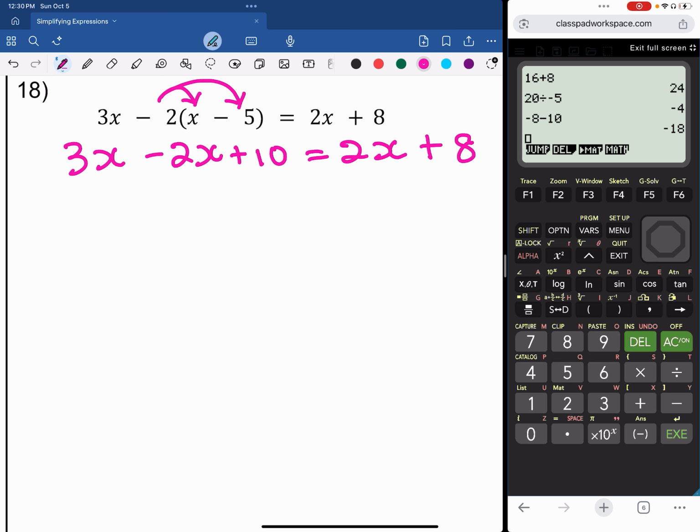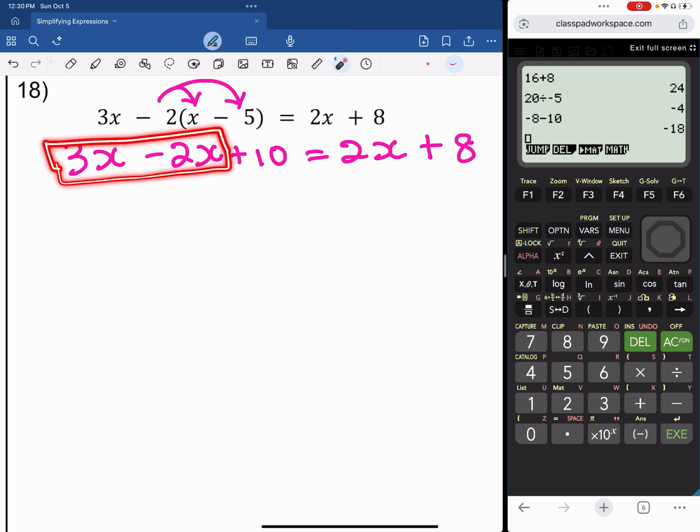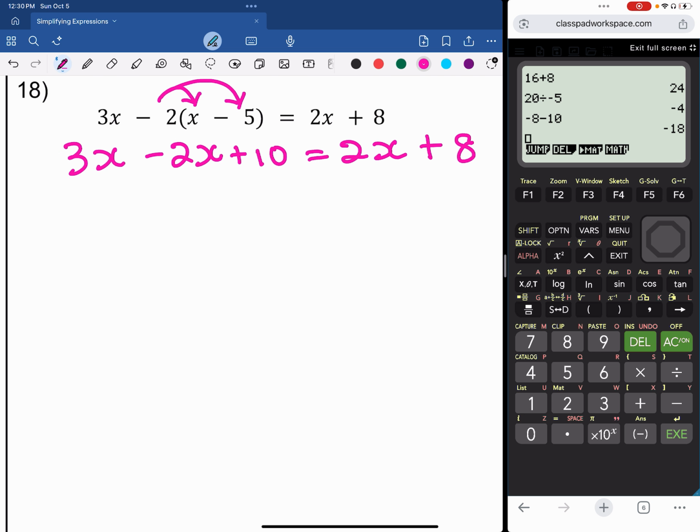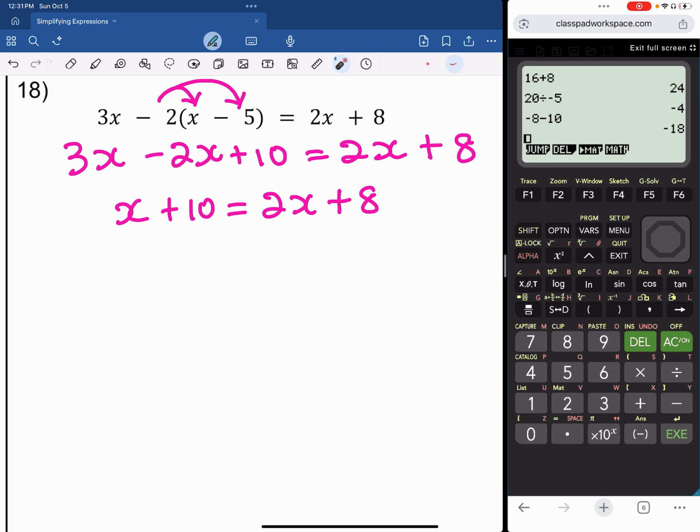So again, I have 3x minus 2x on the same side. These are both like terms, so I can just go ahead and combine them. 3x minus 2x is 1x, or just x, plus 10 is equal to 2x plus 8. Now here's the step where we could do something a bit different.